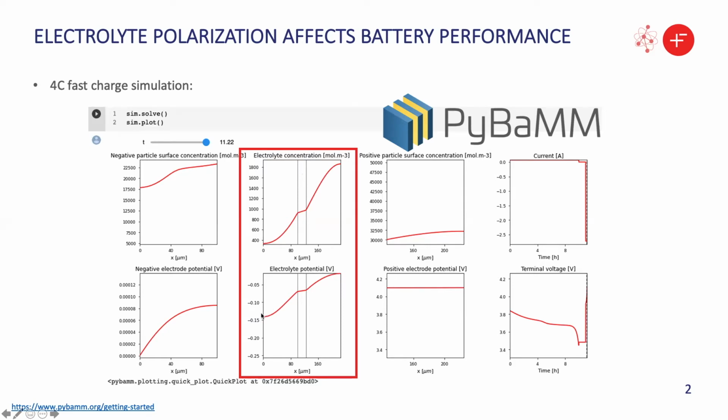Associated with that concentration gradient is also a large potential drop across the solution, showing a potential drop of around 150 millivolts. So you can see how polarization affects the efficiency of battery performance. If our end goal was to charge a battery to 4.1 volts, actually 0.15 of that is going to the electrolyte and not to the electrodes, where the charge is actually stored.